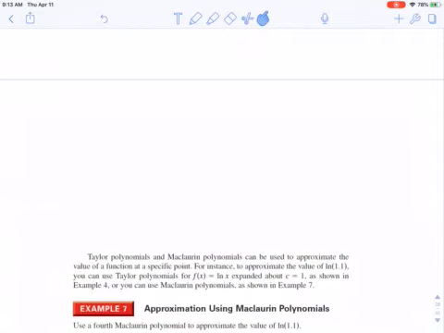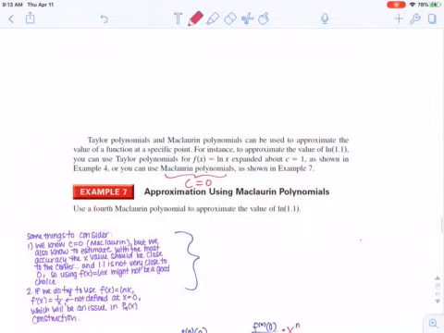It says, for instance, to approximate the value of natural log of 1.1, you can use Taylor polynomials for natural log of x expanded about the center of 1. That makes sense because 1.1 and 1 are very close. Or you can use a Maclaurin polynomial as shown below. Now we know the Maclaurin polynomial, the center would be 0. So here are some things that we need to consider, right? We know that c equals 0, that makes it Maclaurin, but we also know to estimate with the most accuracy the x value should be close to the center, and 1.1 is not very close. So using natural log x might not be a good choice.